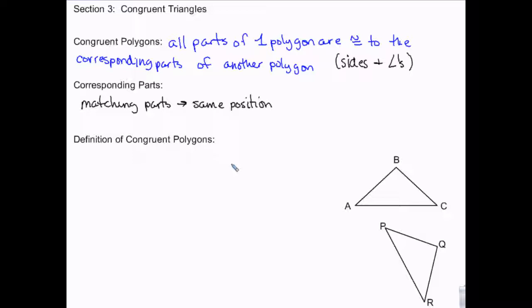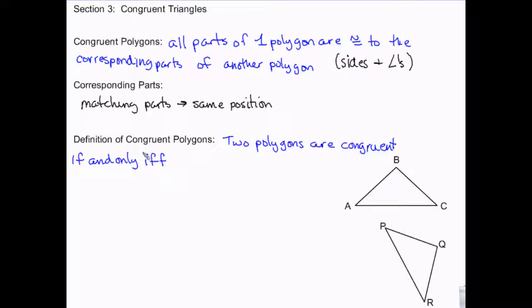Okay, so we have an official definition which states that two polygons are congruent if and only if. This is called a biconditional statement. You have to have both conditions for it to be true. Both conditions have to be true.